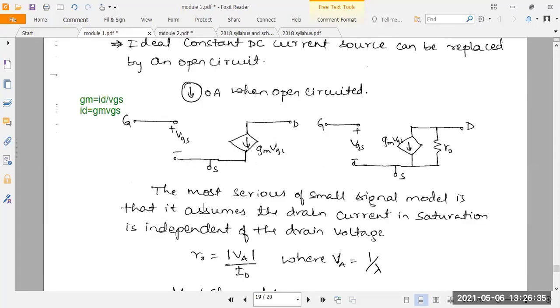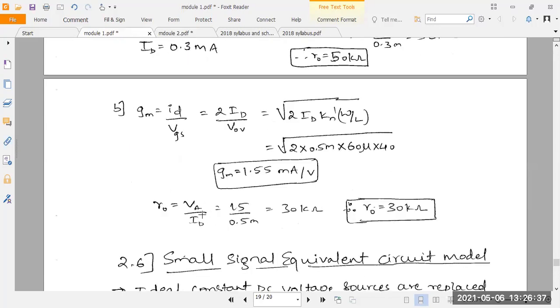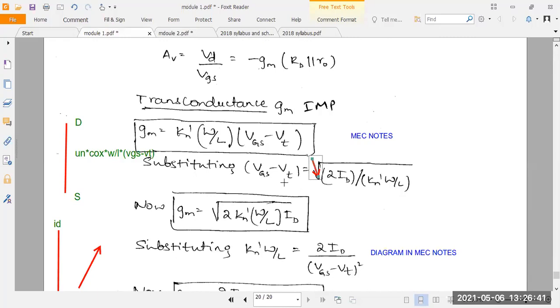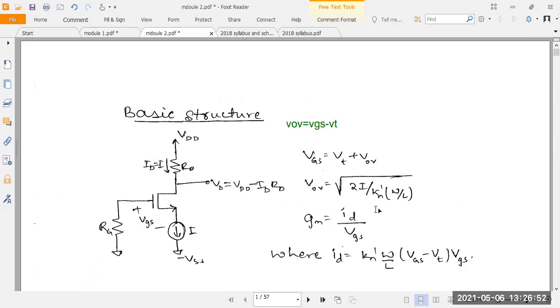Okay, based on the transconductance, see here, this is the equation. VGS you take it outside. What will we get here? The square root of 2 into ID divided by Kn dash into the W/L ratio. The same thing they have taken here for model number 2.